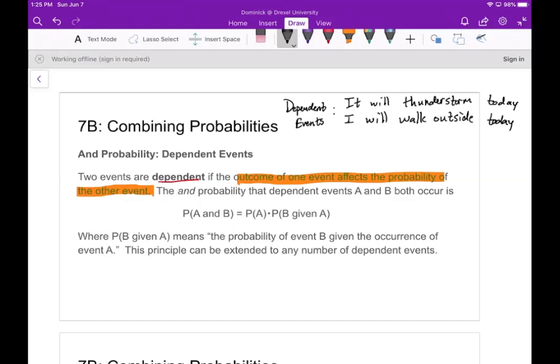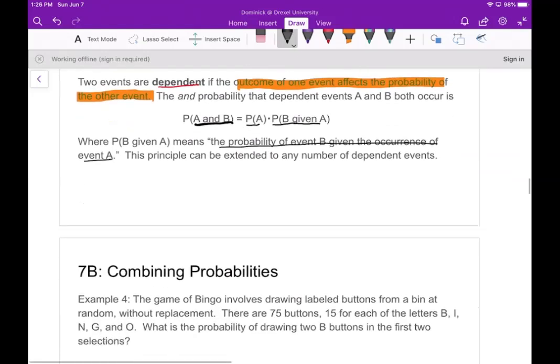Now notice that it doesn't necessarily work the other way. If you walk outside, that doesn't make it any more or less likely that it will thunderstorm, but you just need it in at least one direction. Now the probability that two dependent events both occur is the probability of one event, times the probability of the other event, given that the first event has already happened. So again, probability of B given A means the probability of event B, given that A has already happened. And of course, you can extend this to any number of dependent events.